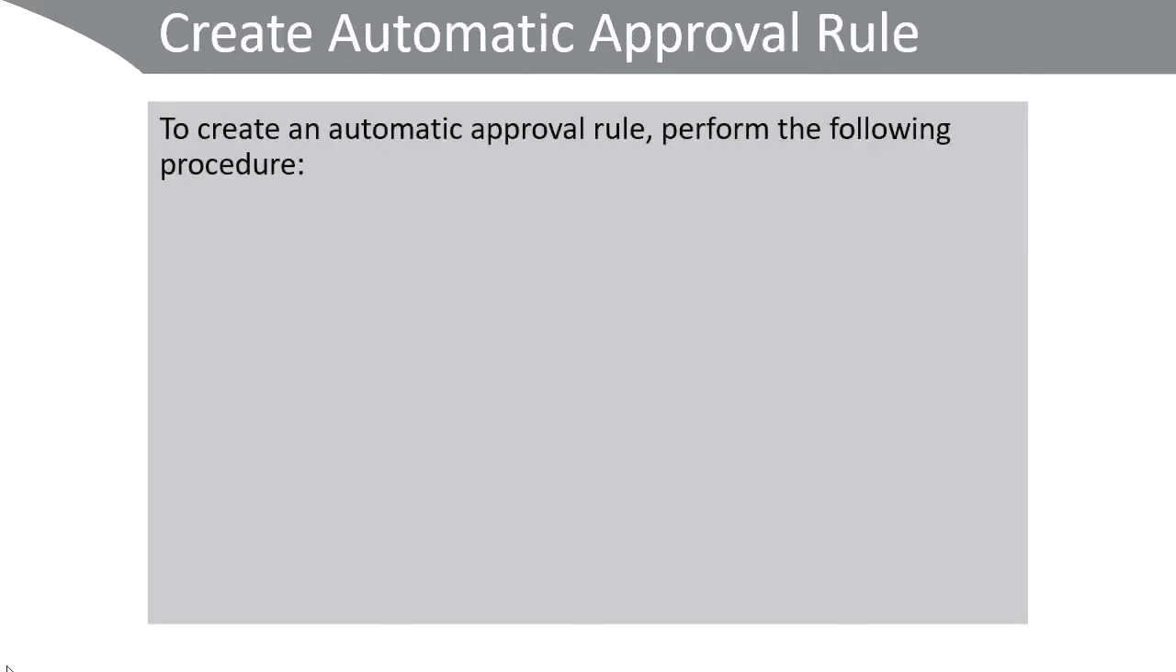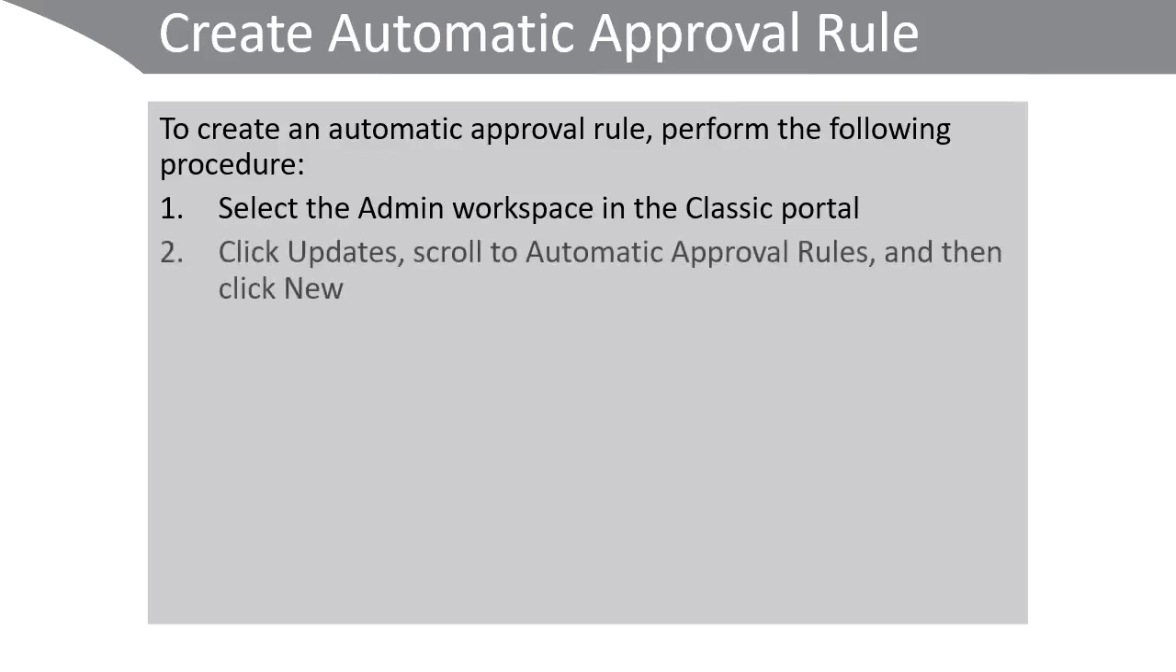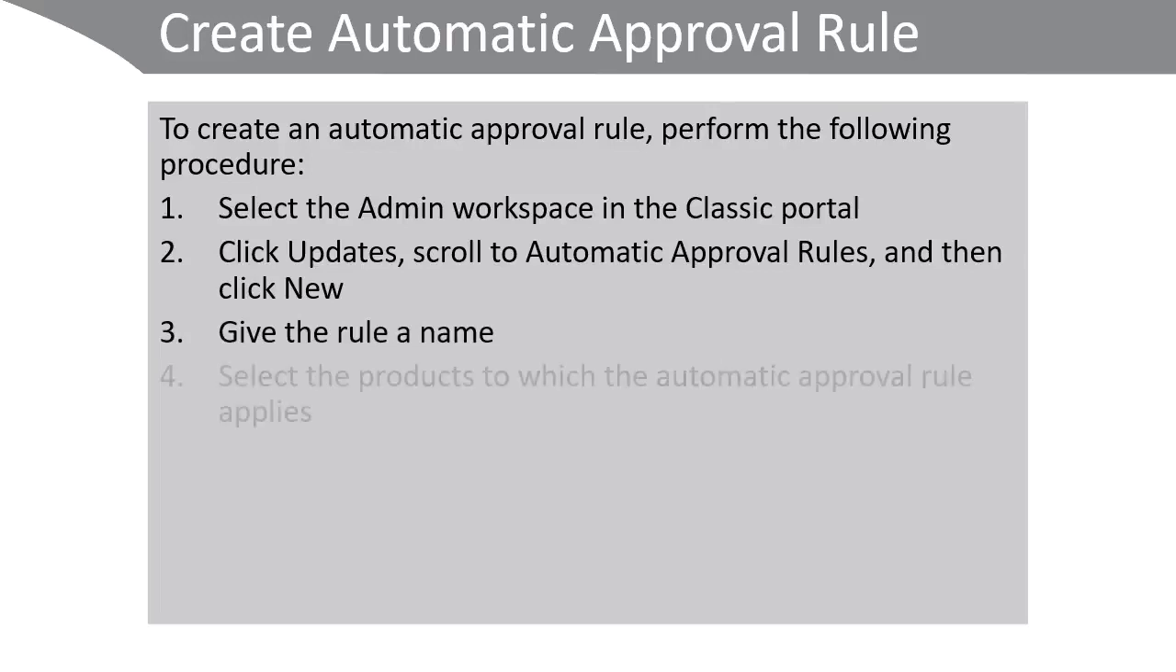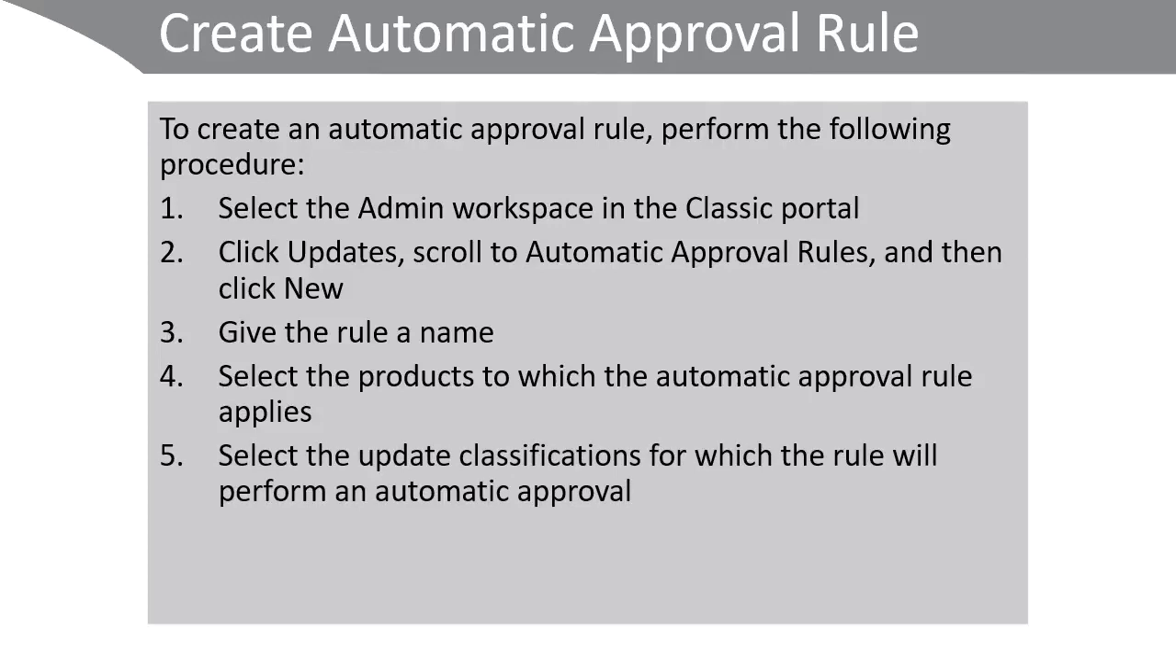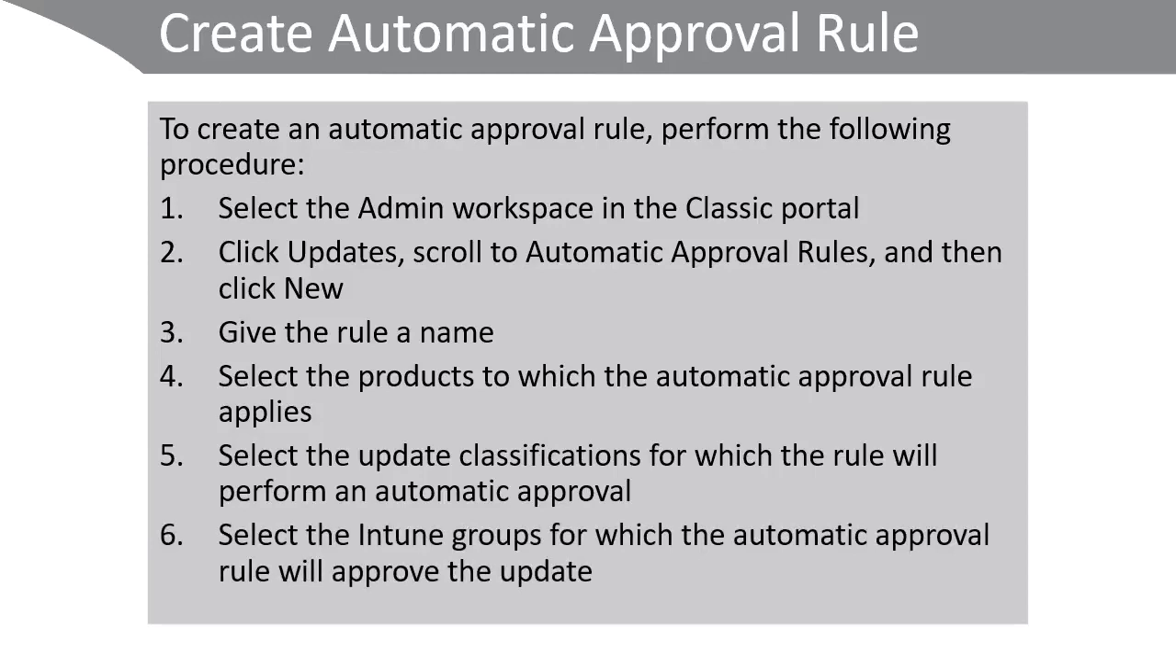To create an automatic approval rule, use the following procedure. Select the Admin workspace in the Classic portal. Click Updates, scroll to Automatic Approval Rules, and then click New. Define the name for the rule. Select the products to which the automatic approval rule applies. Select the update classifications for which the rule will perform an automatic approval. Select the Intune groups for which the automatic approval rule will approve the update.